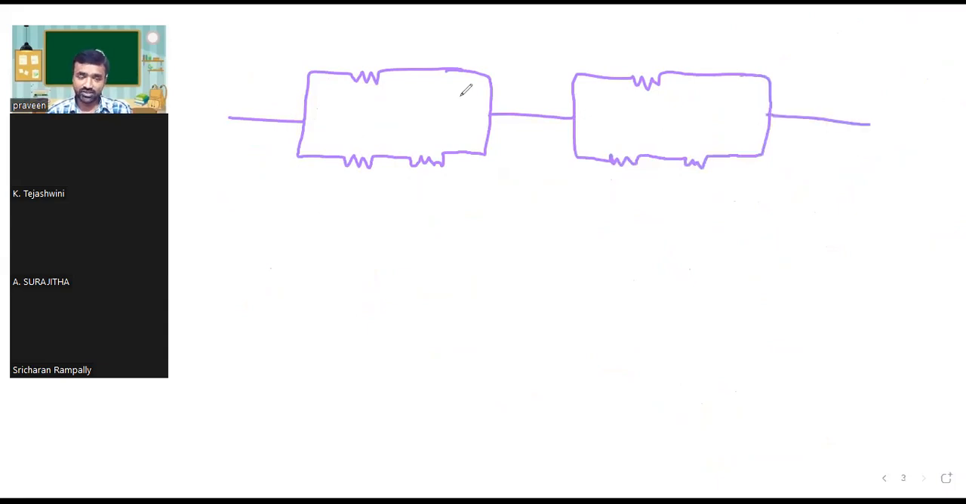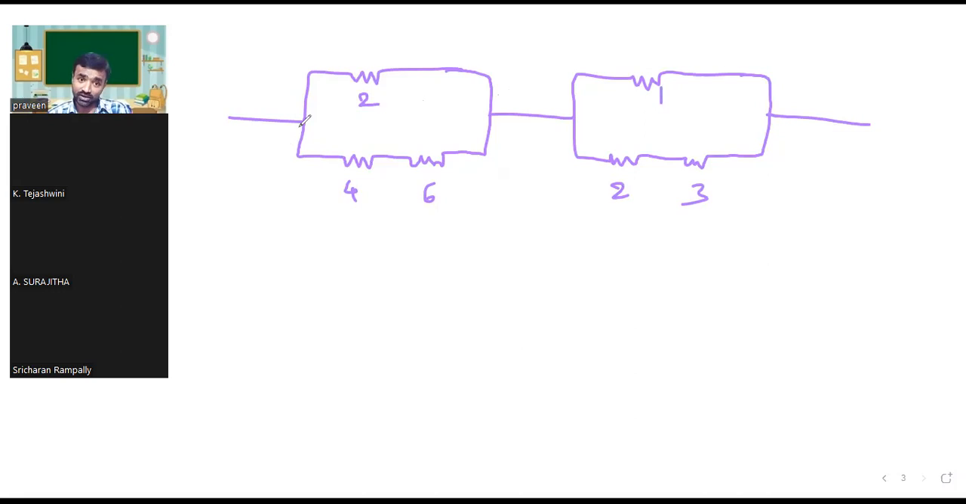So this is your circuit diagram. Then I'm taking the values as 2 ohms, 4 ohms, 6 ohms, right? Then here I am giving you 1 ohm, 2 ohms, 3 ohms. Now tell me how these 4 and 6 ohms are connected in the circuit, in series combination or in parallel combination.